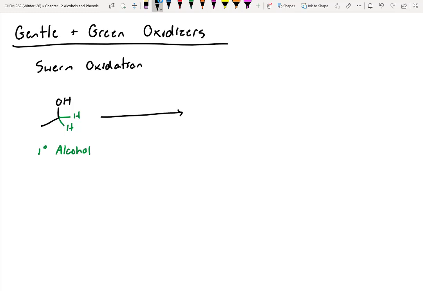And you can react it with COCl (2), followed by DMSO, followed by dichloromethane. And you also want to run this at cold temperatures. If you run it too hot, it doesn't really work well. And in this reaction, you can actually stop at the aldehyde as well.